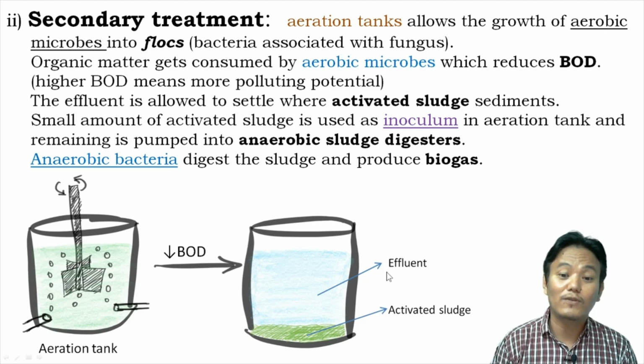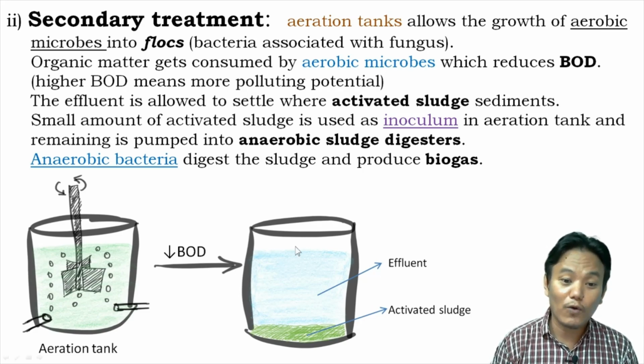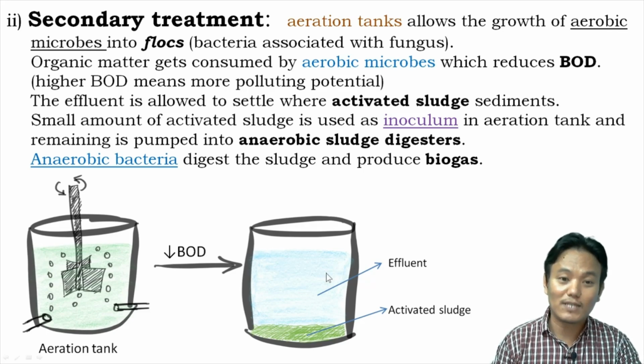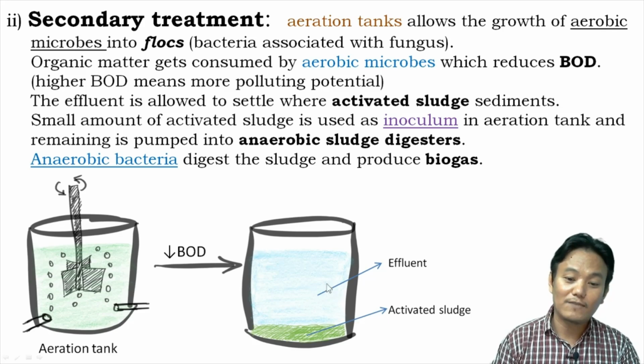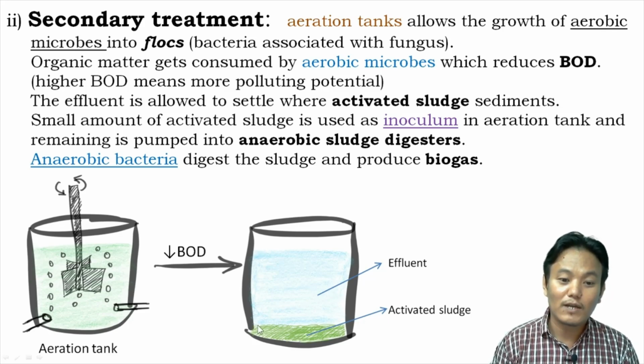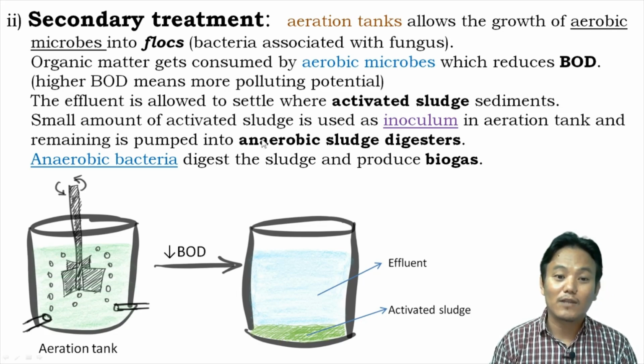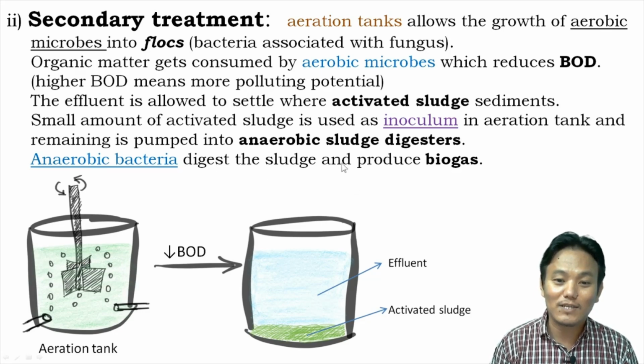So now the effluent is safe to be released into the water bodies. But before that, the effluent is allowed to settle, right? Under the influence of gravity, the activated sludge is formed at the bottom. A small portion of activated sludge is kept for the next use because it contains aerobic microorganisms in it, right? And the large portion of activated sludge is taken into another container called anaerobic sludge digesters, where anaerobic bacteria will digest the sludge and produce biogas.